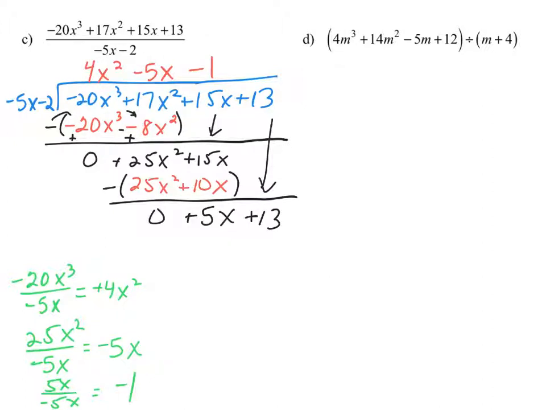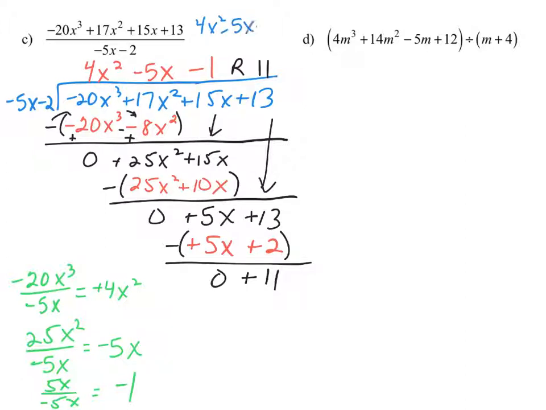We're going to multiply negative 1 times negative 5x to get a positive 5x, and negative 1 times negative 2 to get a positive 2. We're going to subtract this entire quantity. 5x minus 5x is 0. 13 minus a positive 2 is 11. So in this case, we have a remainder of 11. And we can write our answer as 4x squared minus 5x minus 1 plus the remainder of 11 over what we divided by, negative 5x minus 2.